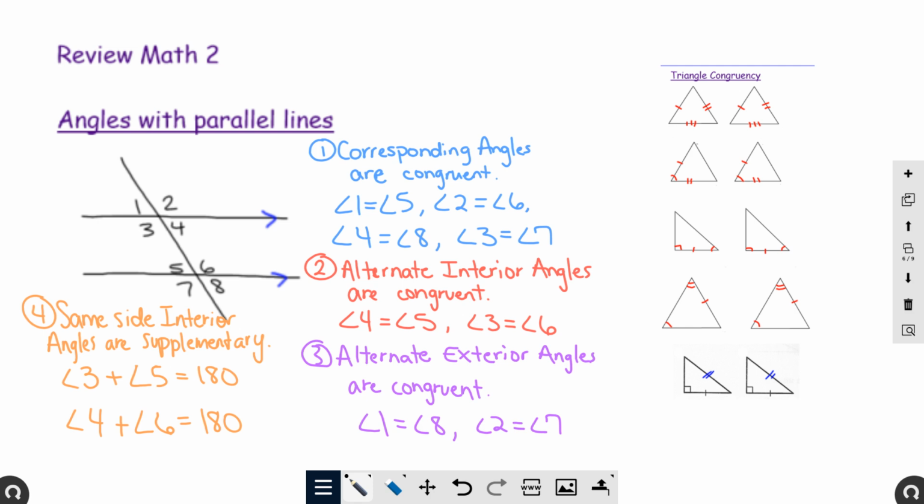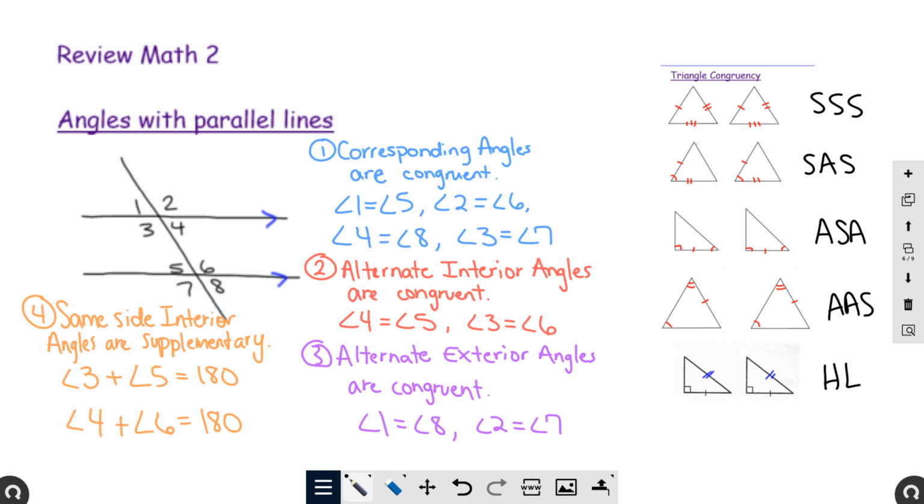And the last thing we're going to review from Math 2 is triangle congruence. So why is this triangle congruent to this triangle? Side, side, side. Side, angle, side. Angle, side, angle. Angle, angle, side. HL. Very good. So, like our first one says, 3 sides in one triangle have to be congruent to the corresponding 3 sides of the other.